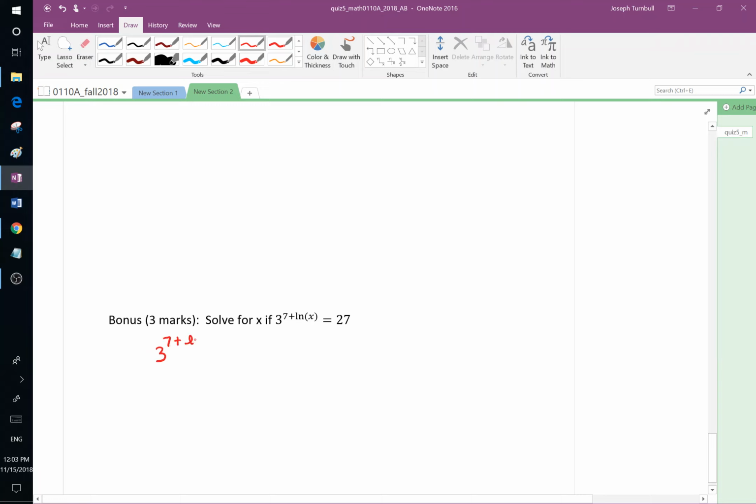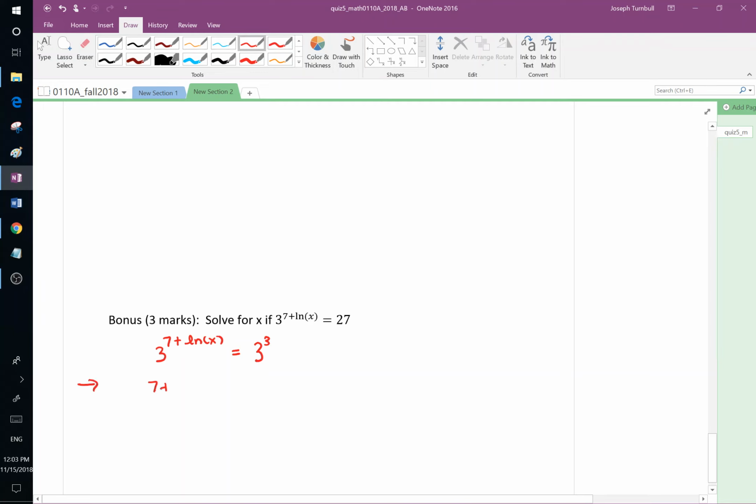It's possible to set both bases equal to each other. So we can write 27 as 3 to the power of 3. 3 times 3 times 3 will give you 27. And then since the bases are the same, the powers must be equal. There's no other pieces involved in the expression. If we had like a plus 1 on the right hand side, we couldn't do this. We'd have to use a different strategy.